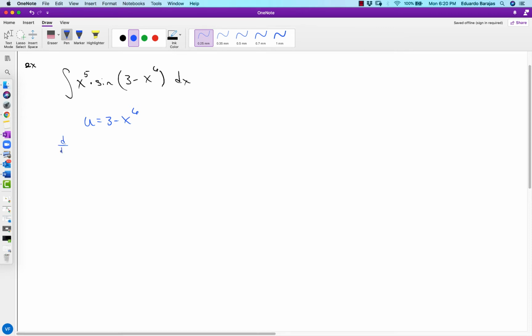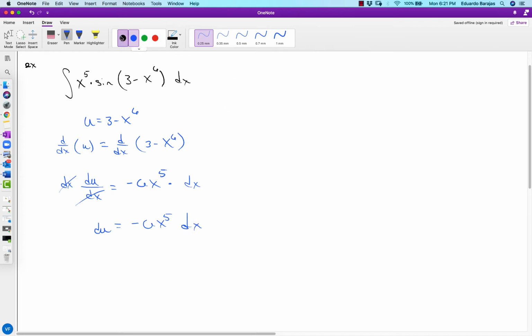Now when I take my derivative with respect to x on the left-hand side and on the right-hand side, I end up with du dx equals negative 6x to the power of 5. And that's really close to what I have already, right? So multiply both sides by dx, dx cancels, and I end up with du equal to negative 6x to the 5th power times dx.